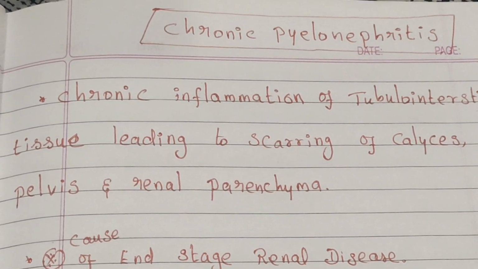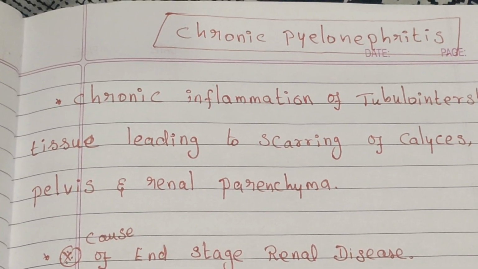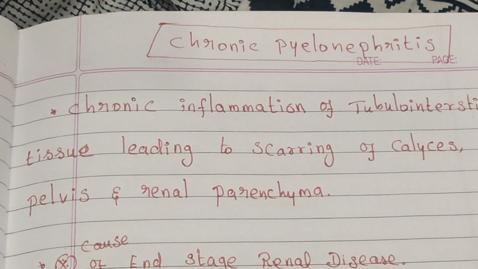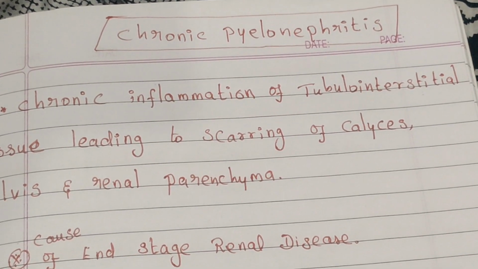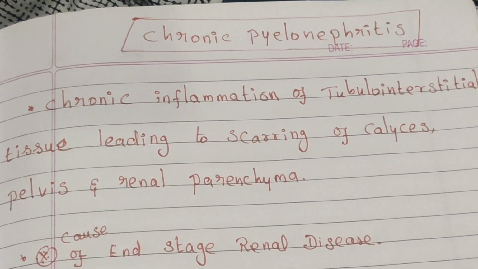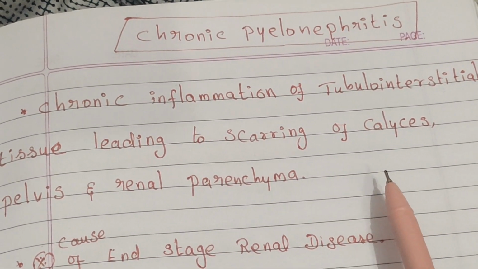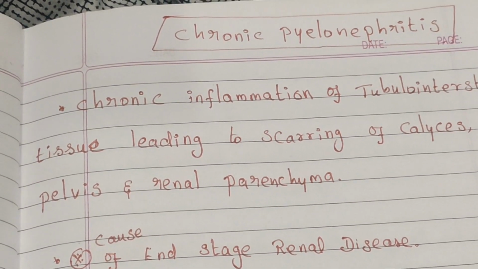Today's topic of discussion is chronic pyelonephritis. Chronic pyelonephritis is the chronic inflammation of tubulointerstitial tissue leading to scarring of calyces, pelvis and renal parenchyma.